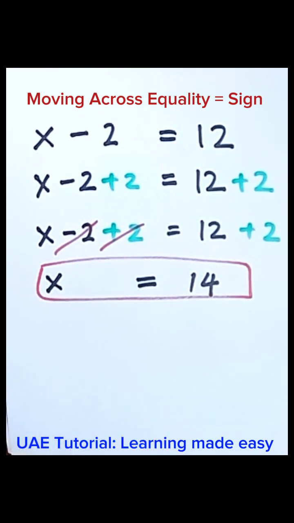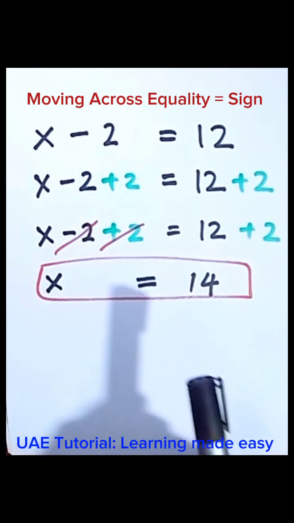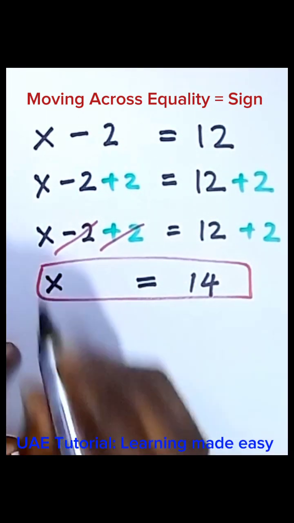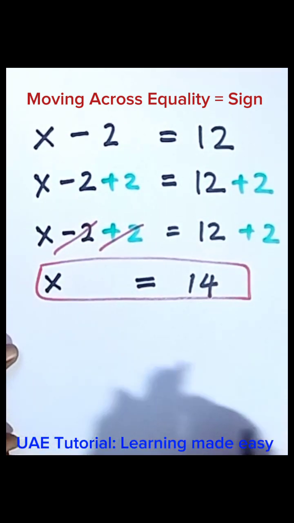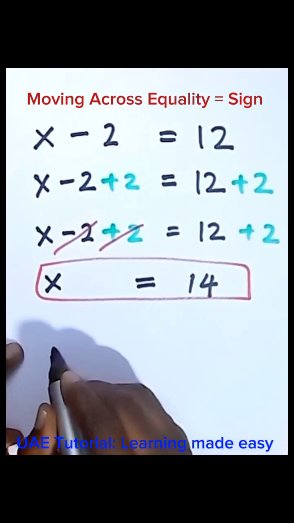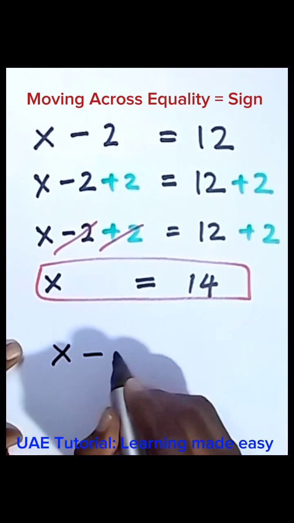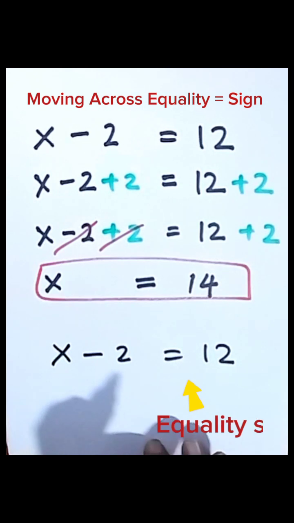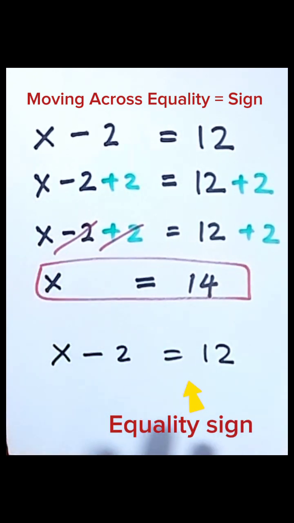But I want to bring you a simpler method of doing this. You can actually do this without going through all of these steps. Now watch how we are going to do this. The original simple linear equation is x minus 2 equals 12. Now there is something that is called moving across the equality sign.